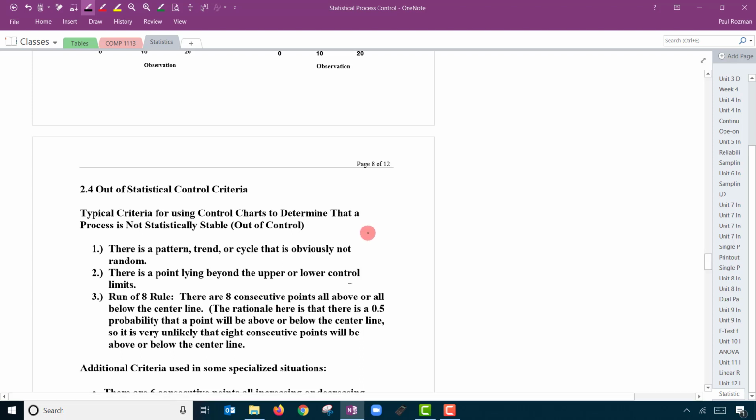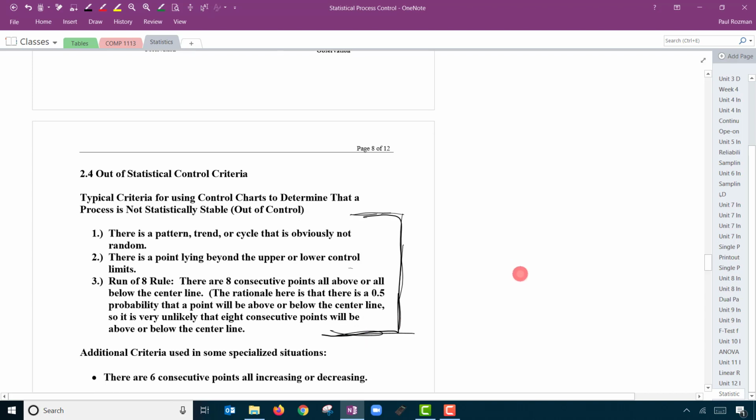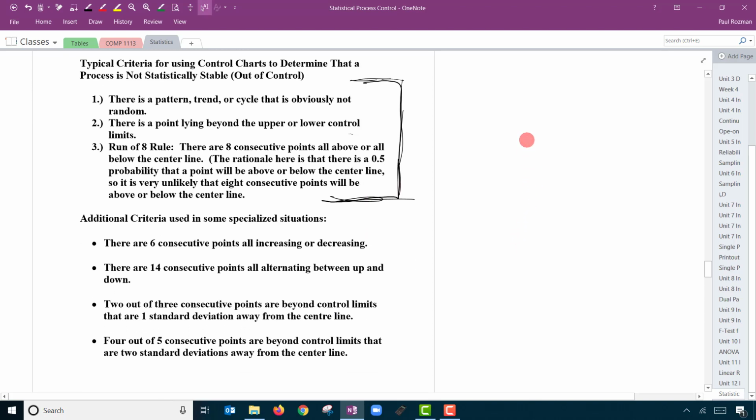But we're going to use these rules. Again, it depends on your specific situation. Sometimes the rules get modified. Sometimes they use other rules like 6 points going up or 6 points going down, or 14 points alternating up, down, because that would be a strange occurrence as well. That's, again, if somebody's at the controls and they're adjusting it too much.